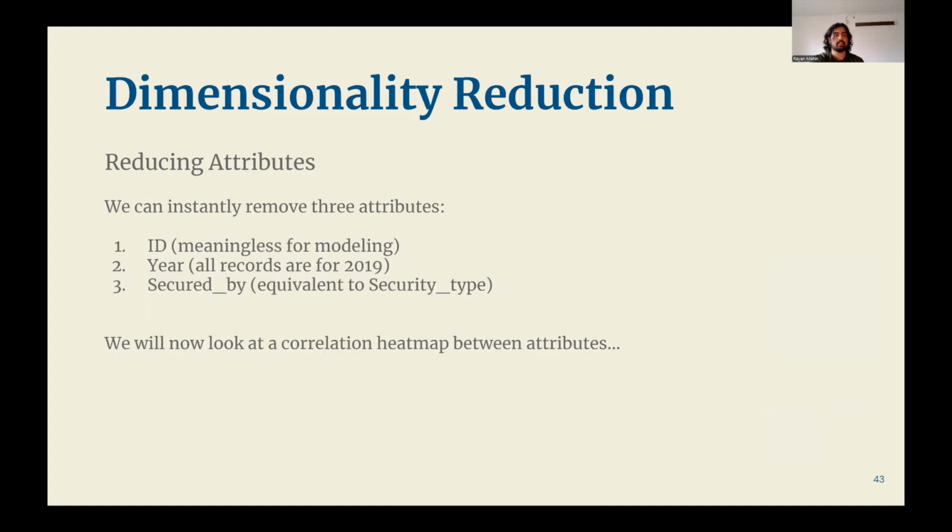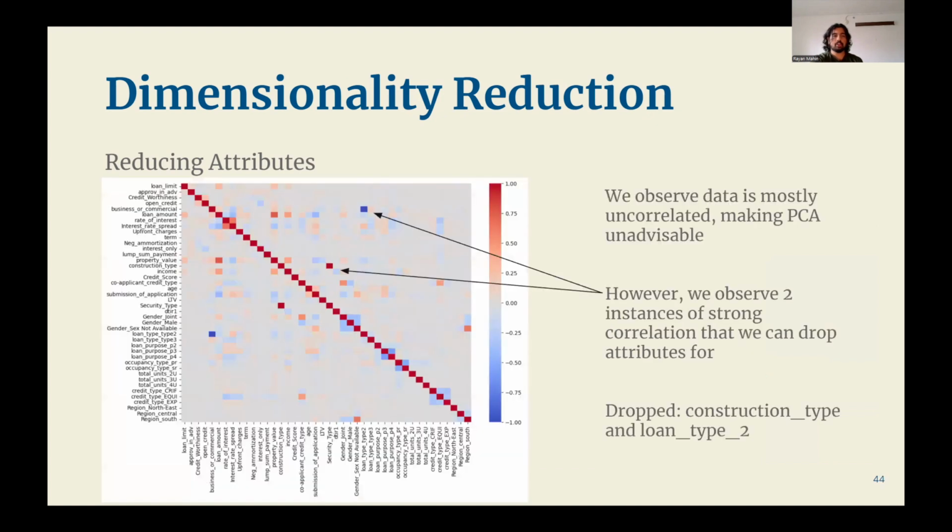Now moving on to dimensionality reduction, reducing attributes. We can instantly remove 3 attributes, which are ID, year, and secured by, because each is equivalent to another variable. And so we will now look at a correlation heat map between attributes. We observe that the data is mostly uncorrelated here.